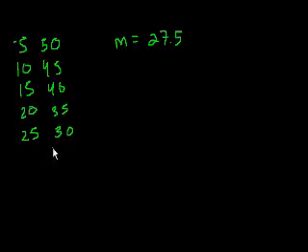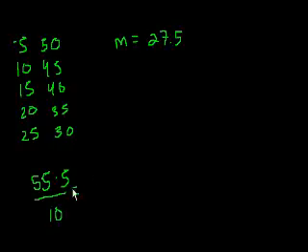And if you don't believe me, there's a bunch of ways you could think about this. If you wanted to figure out the sum, it would be 55 times 5, divided by the total count, which is 10. That's 55 times 1/2, which is 27.5. Anyway, I just wanted to show you a quick way of figuring out the average of the first 10 multiples of 5.